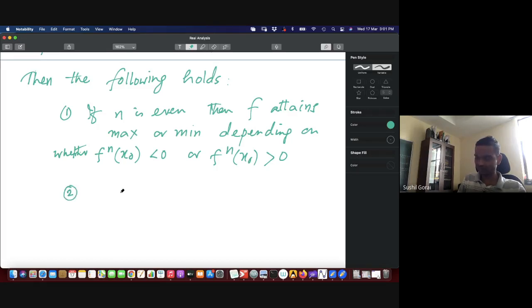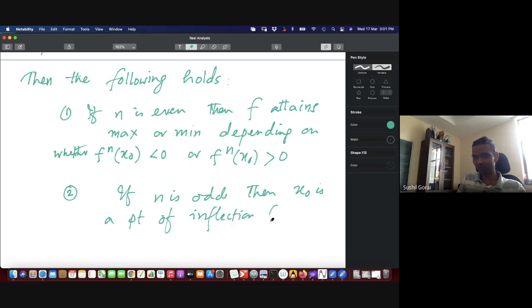Second thing is if n is odd, well, then nothing changes. x naught is a point of inflection for the graph.